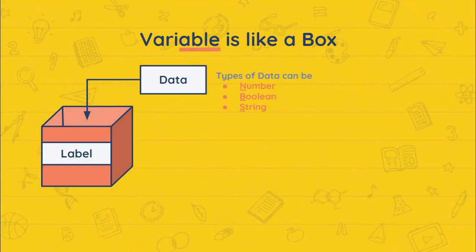So the types of data, in our case here, you will be focusing on three main types. There are actually many types of data, but for our case, we'll just only focus on number, boolean, and string. So you can use the acronym MBS to help you remember these three types.